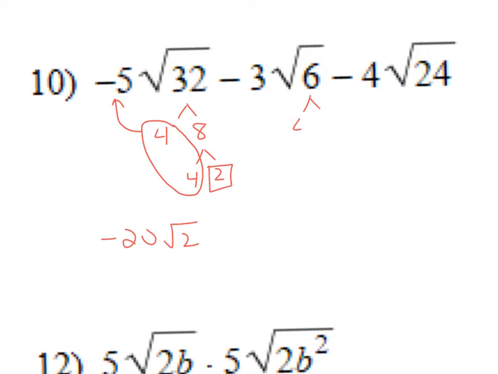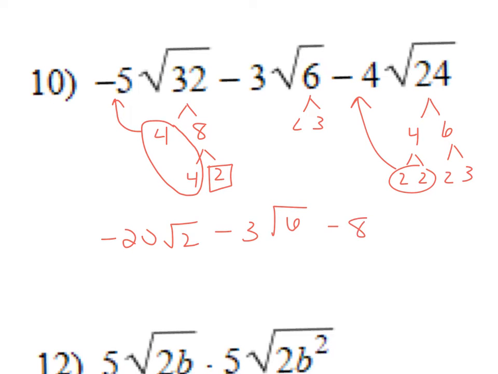Now the 6 is going to go to 2 and 3, so nothing's going to pair up and move out. So I've got minus 3 root 6. And then on the 24 here, let's see, I got 4 and 6. So 2 and 2 and 2 and 3. So the 2's pair up and move out. So I have a minus 8 root 6 left.